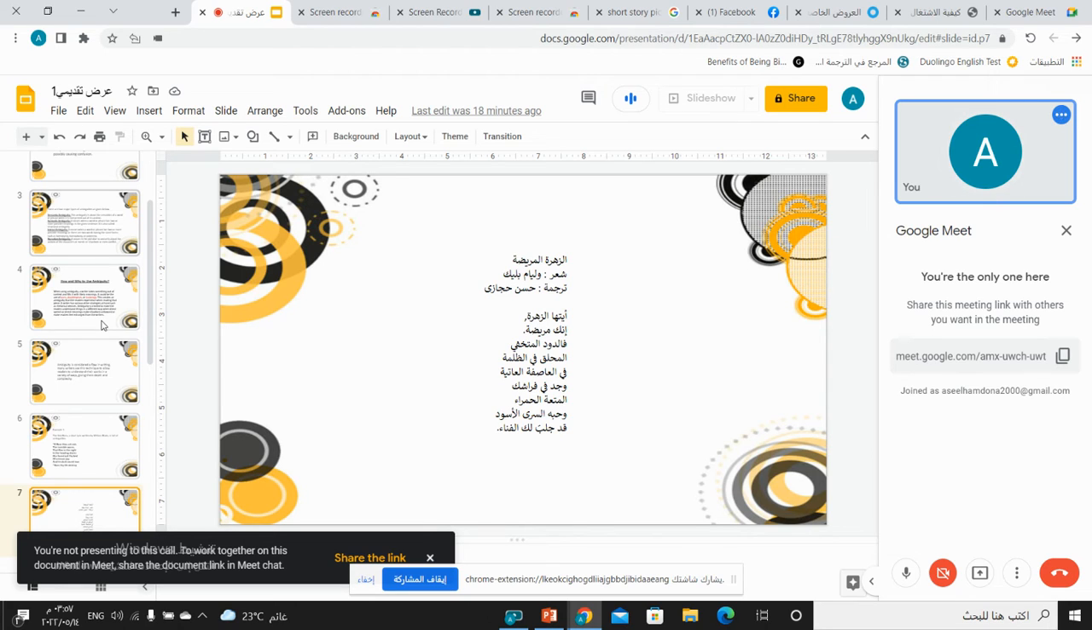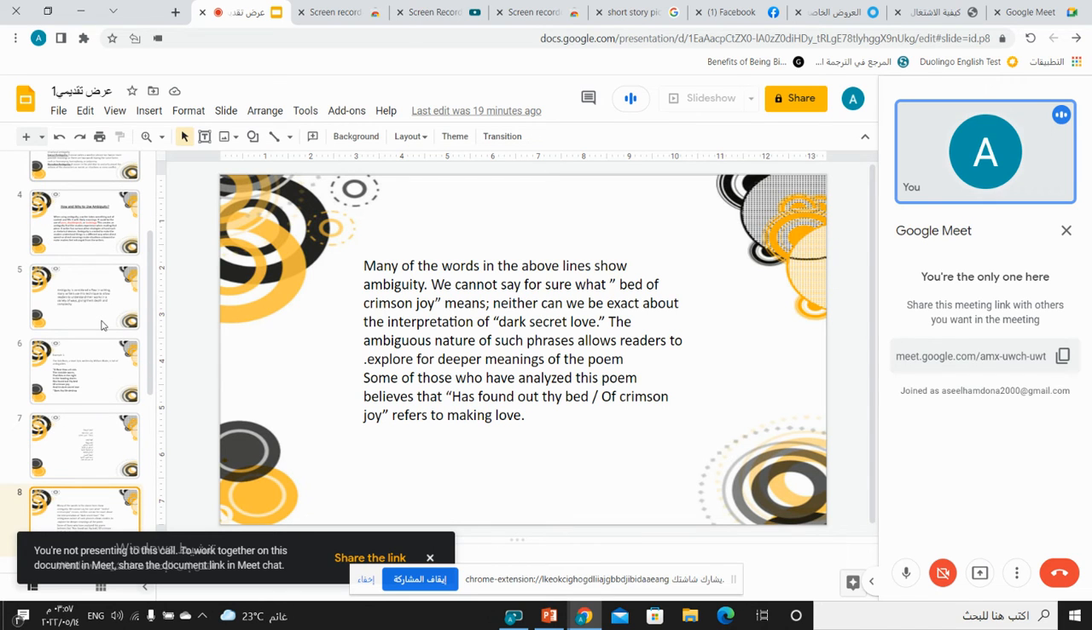And I think the word crimson is more interesting than the color red. Crimson is, I think, darker than the color red. وحبه السري الأسود قد جلب لك الفناء. So let's see the explanation of this poem.